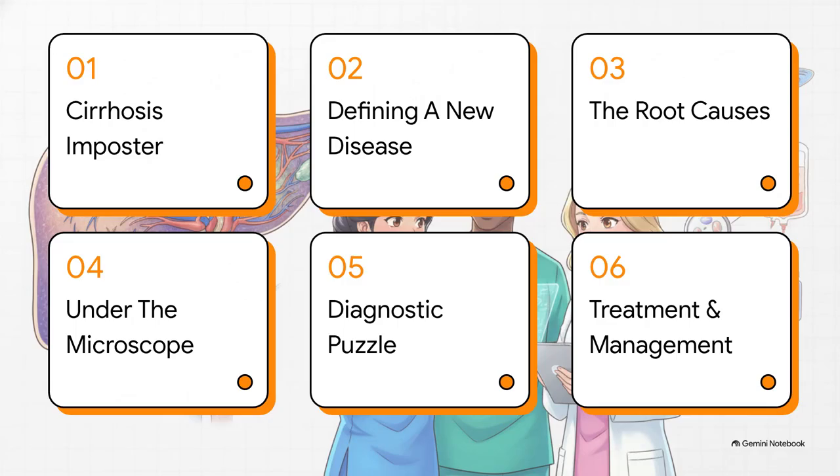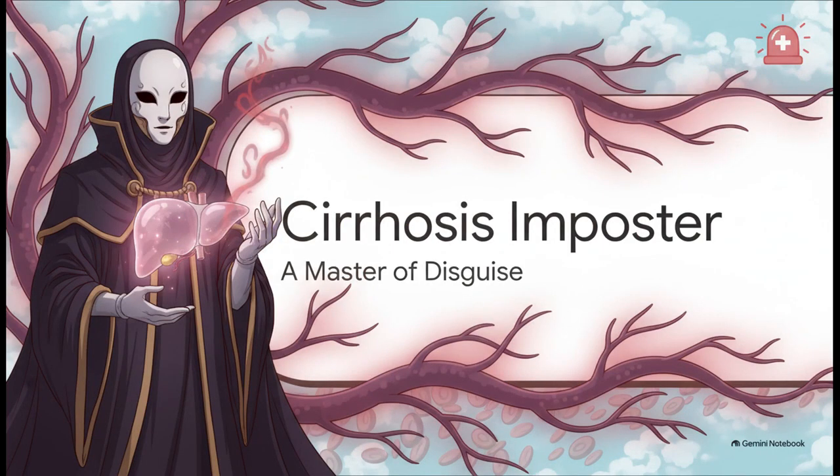So, here is our roadmap for today's explainer. We'll start with the cirrhosis imposter, then move to defining a new disease, the root causes, under the microscope, the diagnostic puzzle, and we'll wrap up with treatment and management. Let's get into it. Section 1. The cirrhosis imposter, a master of disguise.